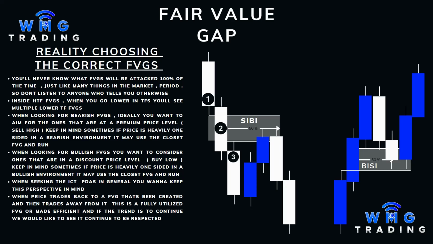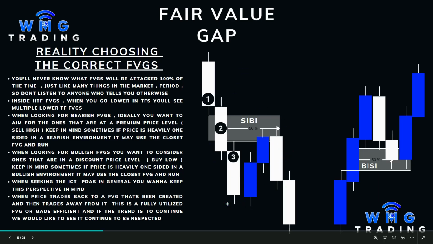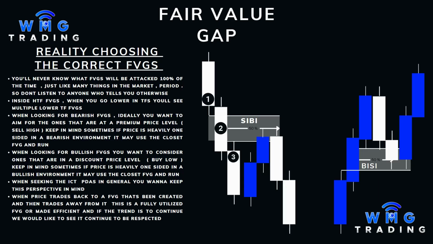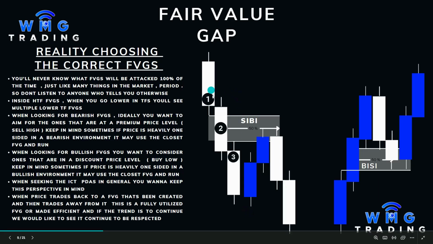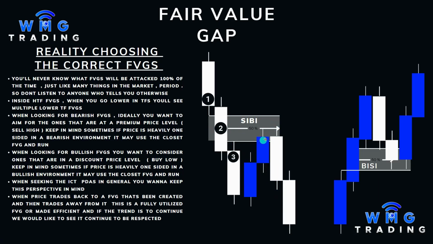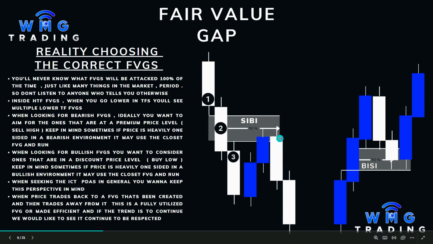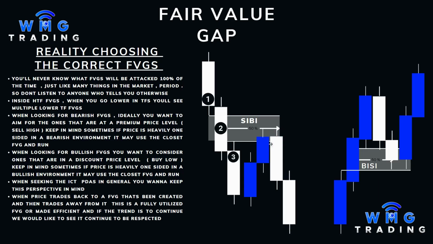And then when price trades back to a fair value gap that's been created and then trades away from it, as you see here, this is a fully utilized fair value gap, or an area in price that's made efficient. And if the trend is to continue, we would like to see it continue to be respected. Basically saying, if price comes up into this and then trades away from it, if it offers trading inside the fair value gap and then trades away from it, that's generally showing that price already used that fair value gap. But again, it can be reclaimed.